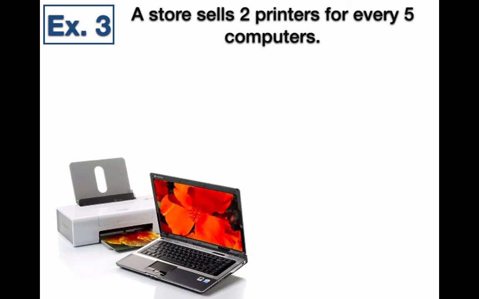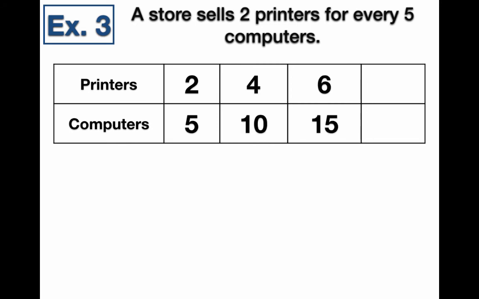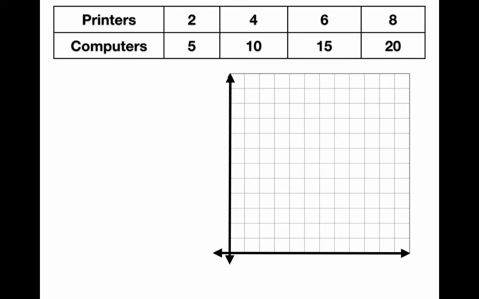Alright, so you've given this a try, you're unpausing the video, you've made a table and a graph, I hope, and we're going to see if you did it correctly. So in your table, we've got printers and computers. They sell 2 printers for every 5 computers. So the pattern has to be a 2/5 ratio, meaning the next would be 4 and 10, 6 and 15, 8 and 20. Now there's no negative numbers, so the graph is again a first quadrant graph.